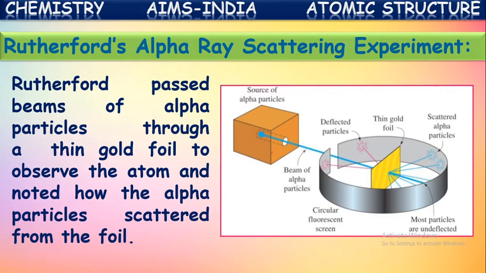What are these alpha particles? First of all, it is the combination of two protons and two neutrons. The bunch of two protons and two neutrons together is called an alpha particle. It can be represented like this. So this is how an alpha particle is represented, a group of two protons and two neutrons.